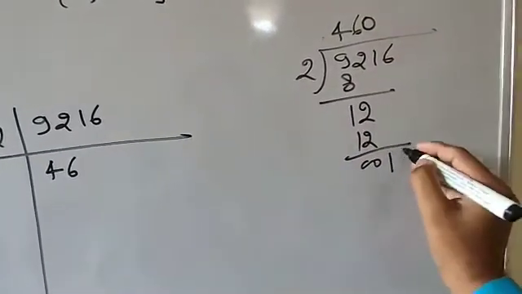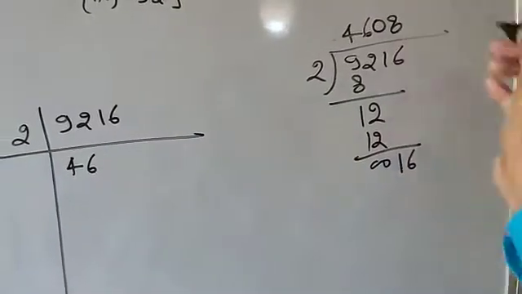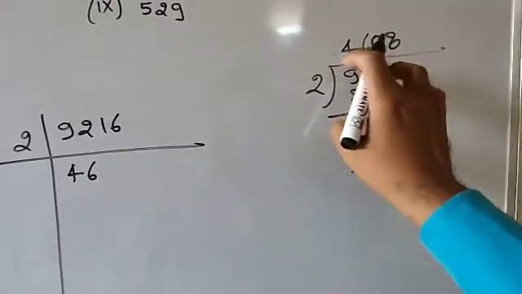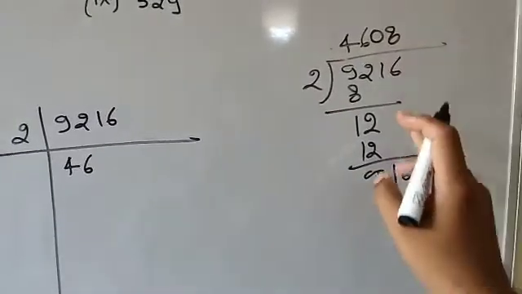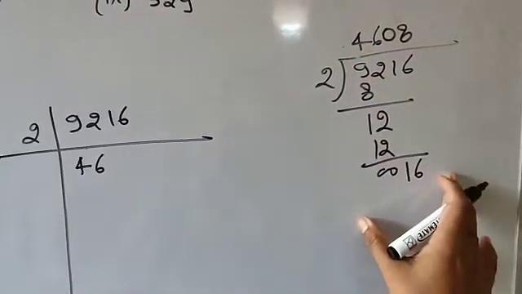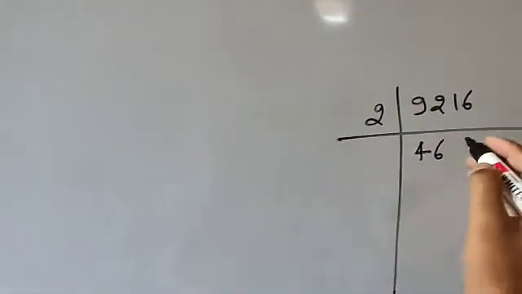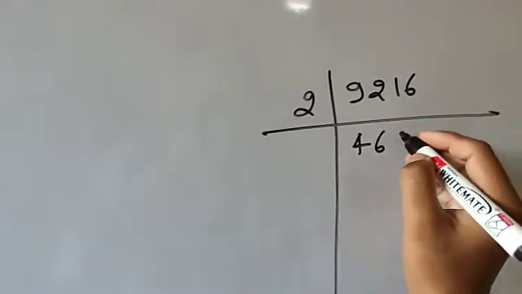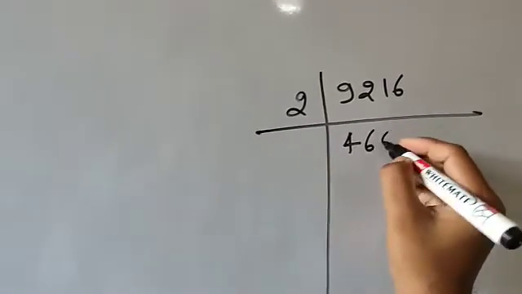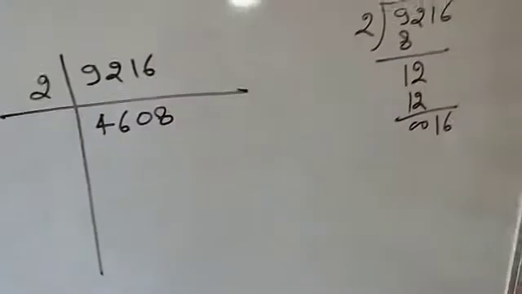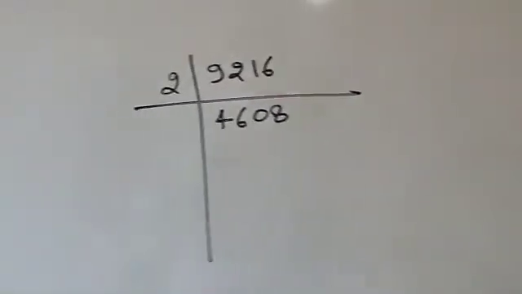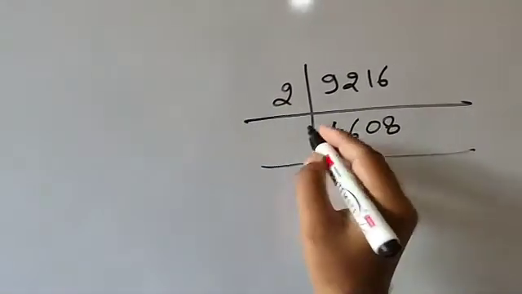So put the 0 here and put the next number, then 2 8 ja 16. Many of the students are going to write 468, that will be wrong. So you need to follow the proper way of the division. So you will get 4608.